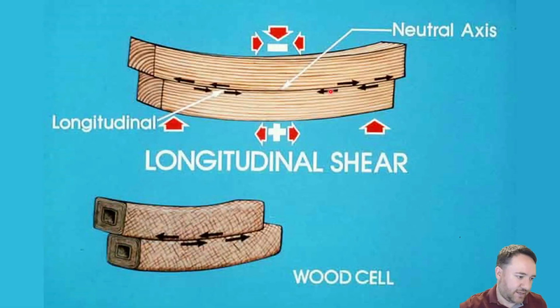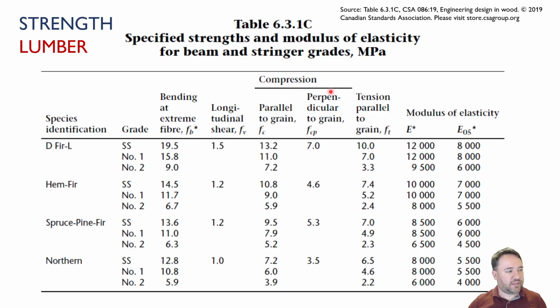And what is resisting that movement of the fibers sliding past each other is again the lignin, which, as we discussed before, is not very strong. So longitudinal shear strength is something that we have to pay close attention to when we're talking about wood design. Okay, so now once we're ready to design, we can go to the handbook.